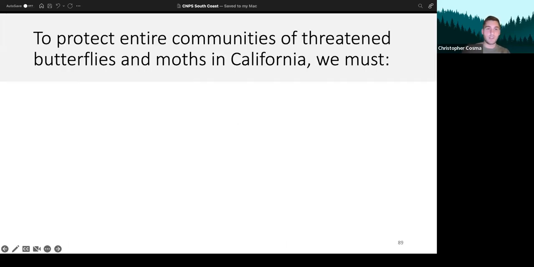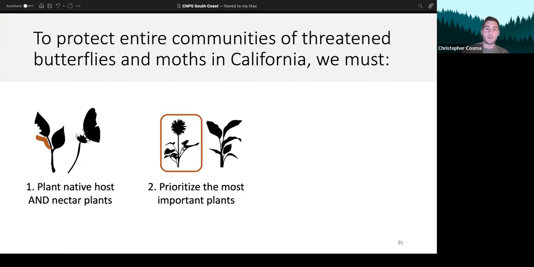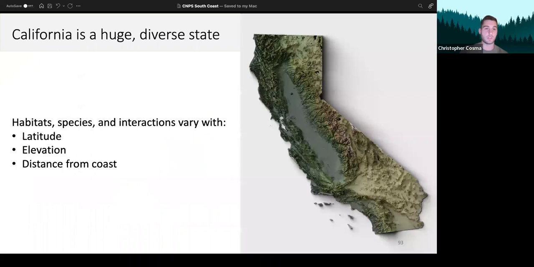Through analyzing this data, I've come up with three important considerations for more effective Lepidoptera conservation in California. Number one is that we have to be planting both native host and nectar plants. I'm going to talk about that in a second. Number two, we have to be prioritizing the most important plant species. And number three, we have to consider geographic variation in species and interactions. I'm going to go through each one of these three points now, but before I get to point number one, I do want to introduce the importance of considering geographic variation, because a lot of my results for these first couple of sections rely on this.